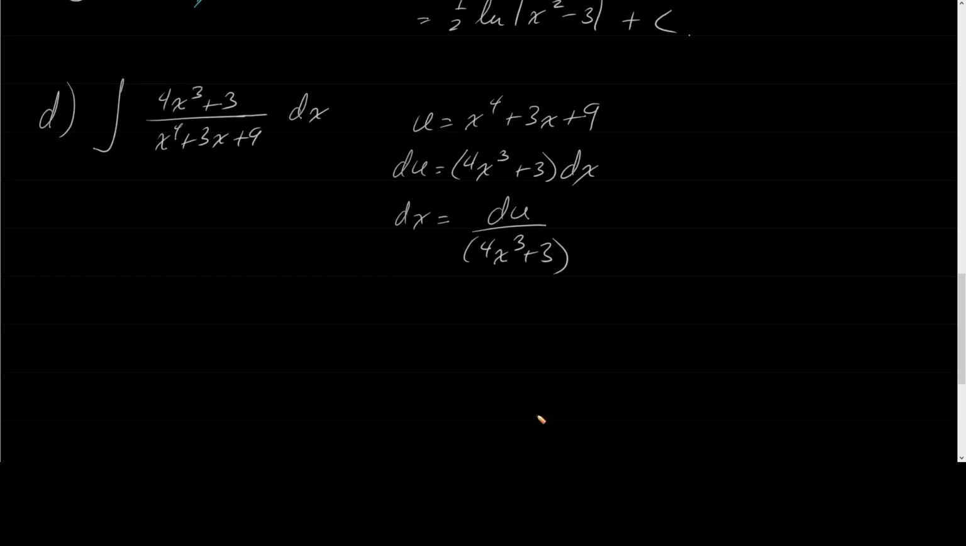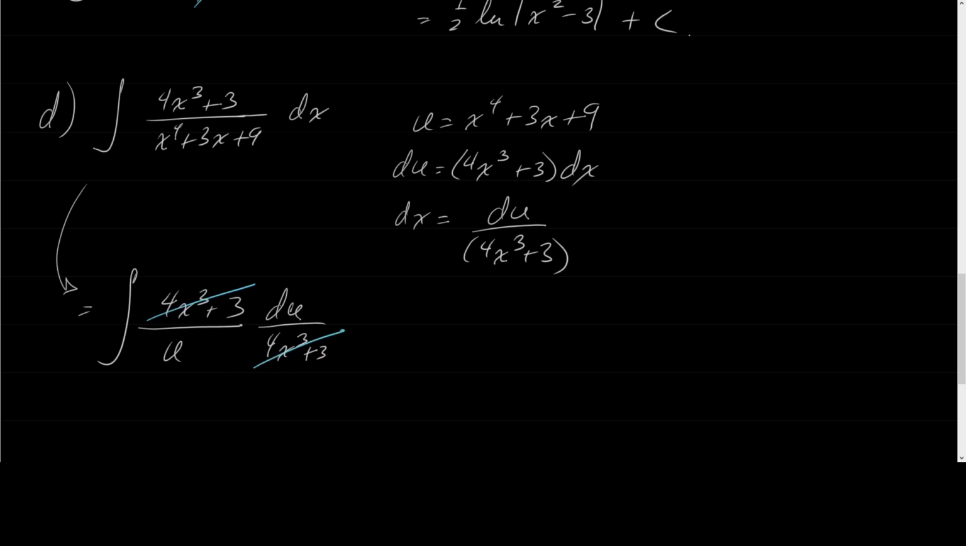At that point, we can say our integral becomes now the integral of this 4x cubed plus 3. That was not part of our substitution. This denominator, that was our substitution. And instead of dx here, we have du over 4x cubed plus 3. And at that point, we see the 4x cubed plus 3's cancel each other out. So we have the integral of 1 over u du, giving us ln of the absolute value of u plus c. But the problem wasn't about u, so we have ln of the absolute value of x to the 4th plus 3x plus 9 plus c.